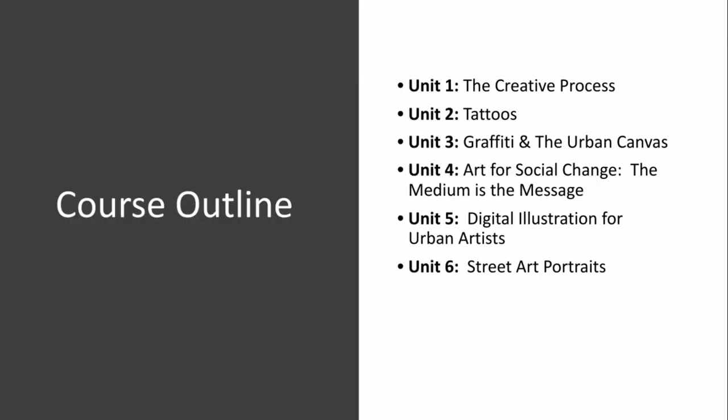Okay, so we're going to try 6 units. The first one is the creative process. We're going to look at your sketchbooks and make a typography portrait. We're going to do a unit in tattoos, then move on to graffiti. We're going to do some logo design and talk about art for social change and how logos can be the medium for a powerful message to create social change.